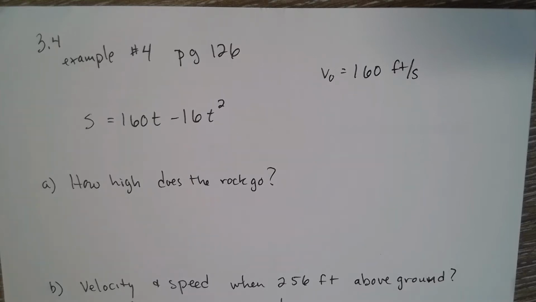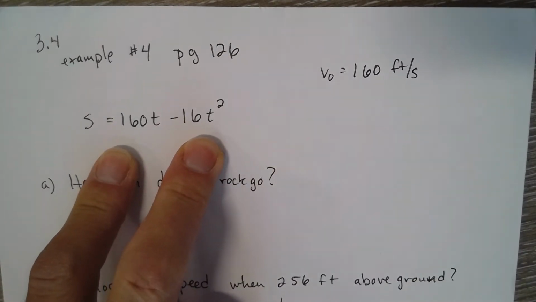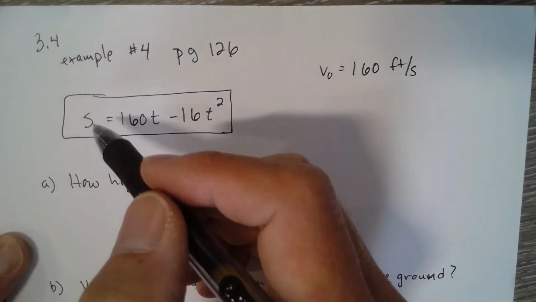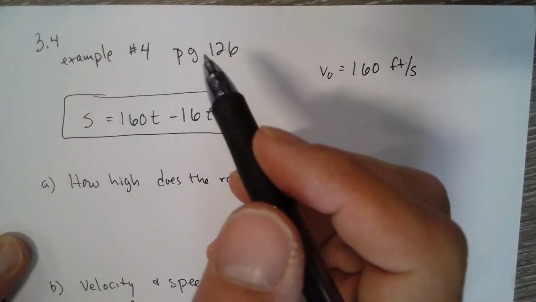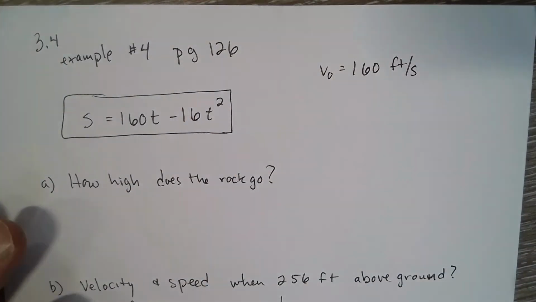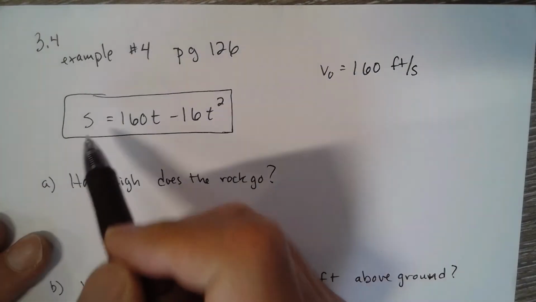Alright, this is out of the book 3.4, example 4, page 126. It says a dynamic blast propels a heavy rock straight up with a launch velocity of 160 feet per second. It reaches a height of this. That's our height equation after t seconds. S represents height. Generally, in calculus, S is position. It could be H, but here it's S.